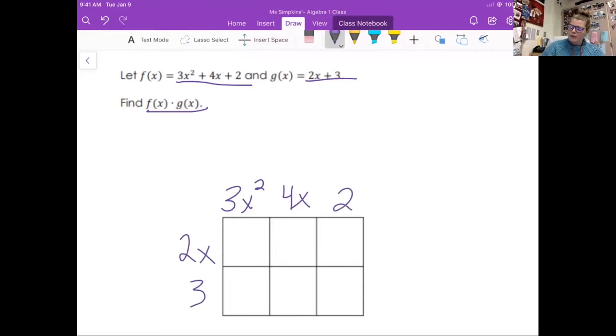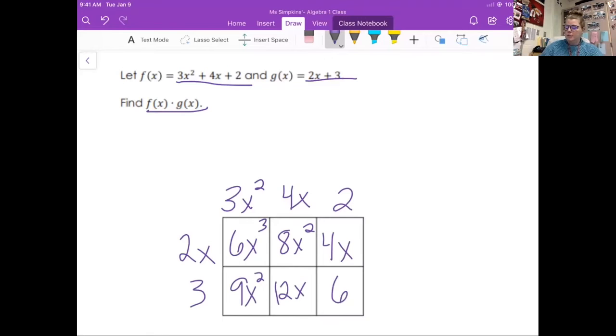So 2x times 3x squared would be 6x to the third power. 2x times 4x would be 8x squared. 2x and 2 would be 4x. 3x squared and 3 is 9x squared. 4x and 3 is 12x. And then 3 and 2 would give me 6.